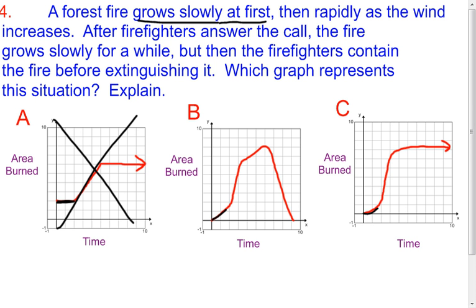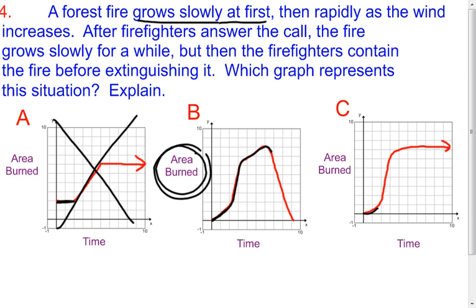Okay, but now think about this. What's on the y-axis is the area that has been burned by the fire. So let's think about this. Area that's been burned. So the fire is growing slowly, so the area that's burned should be growing slowly, and then the wind catches it, so the fire grows very rapidly, and the area that's burned is going to grow rapidly as well. And then the firefighters come and they slowly start to contain the fire, but think about this.